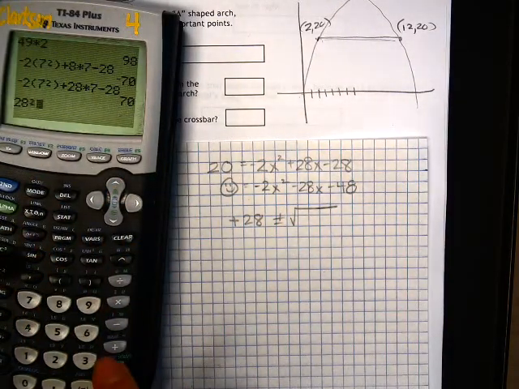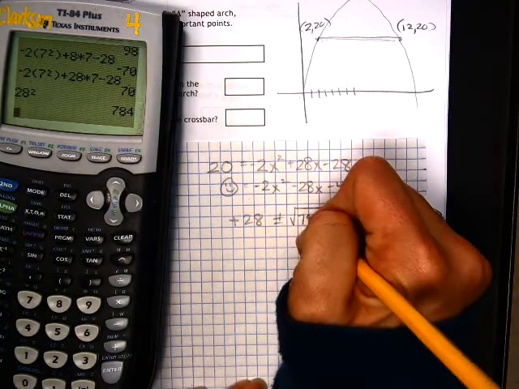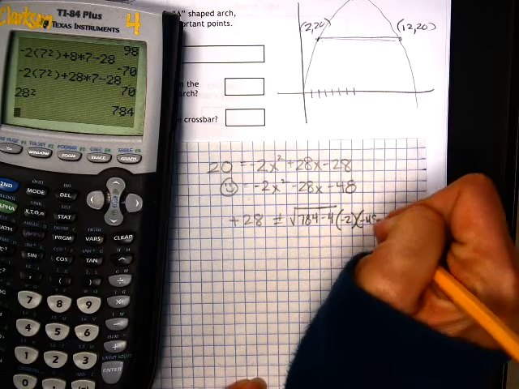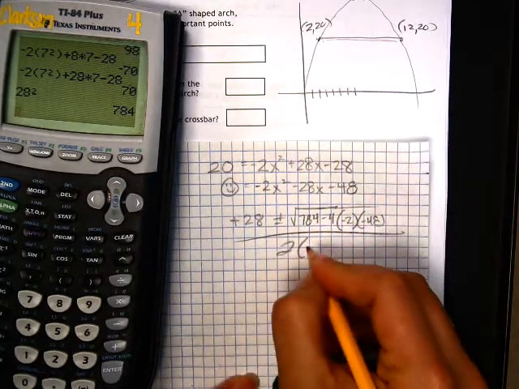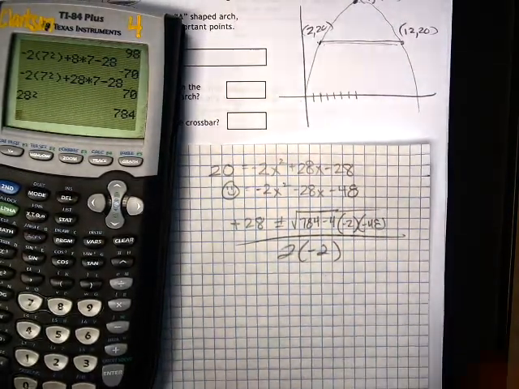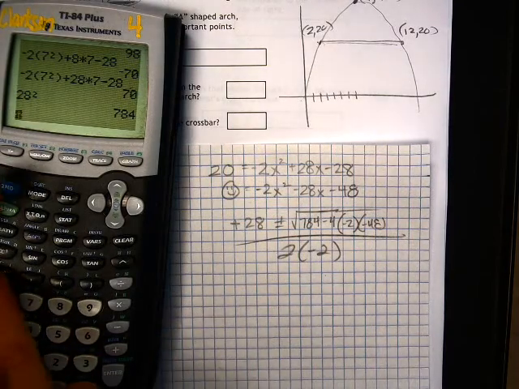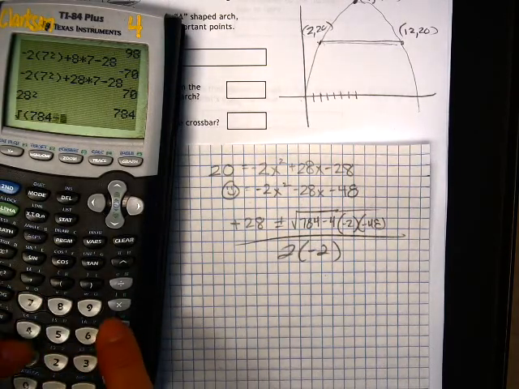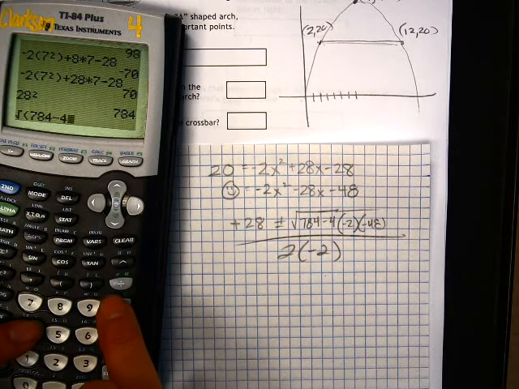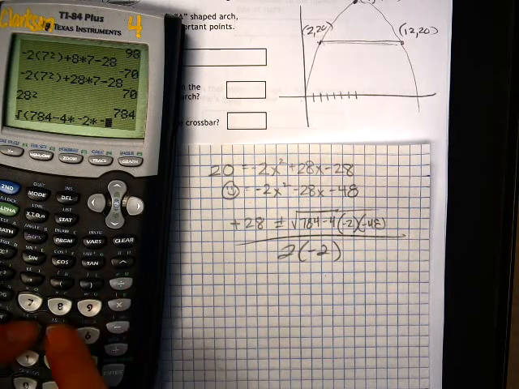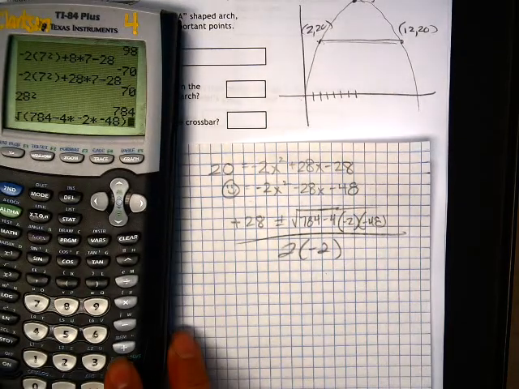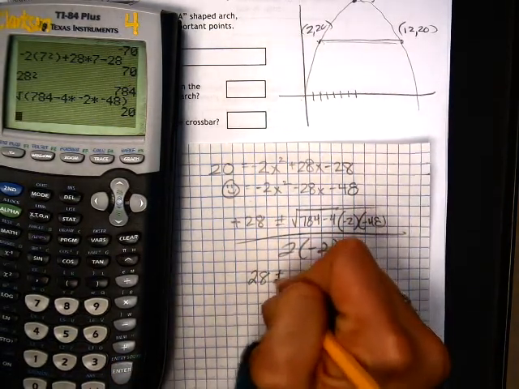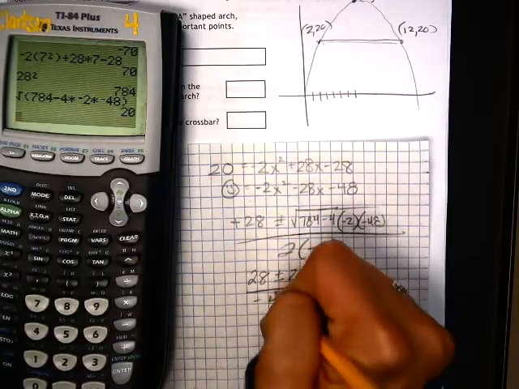So we have plus 28, because that's our negative b, plus or minus the square root of b squared. I have no idea what that is. Let me get out of here. 28 squared, 784 minus 4AC all over 2A. So let's see. We want the square root of 784 minus 4 times negative 2 times negative 48. All of that mess, which gives us 20. So we have 28 plus or minus 20 over negative 4.